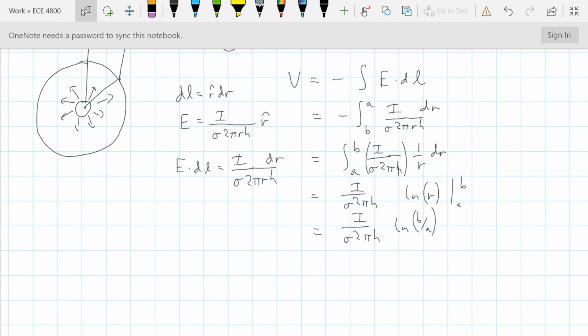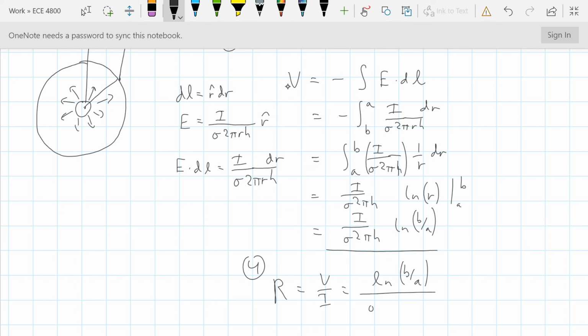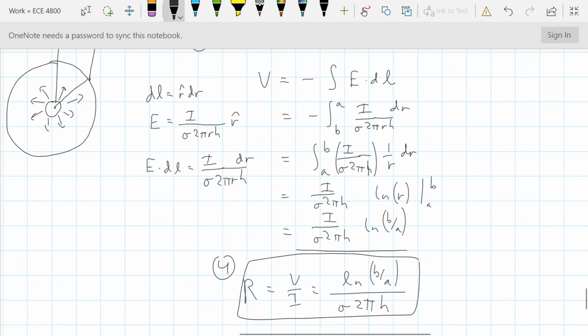And then for the resistance, the last step, R equals V over I. So it's just equal to this thing divided by I. It's equal to ln of B over A over sigma 2 pi times H. All right, so that's your resistance there.